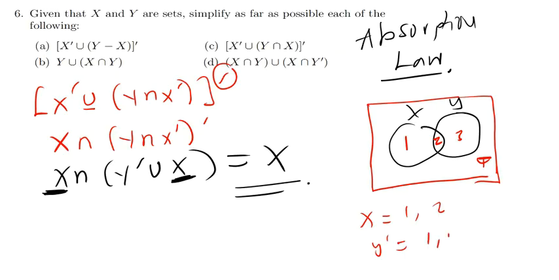1 and 4. Now let us put the numbers here. What is x? X is 1, 2. Intersect it. Then what is y? Y complement union x is 1, 2, and 4, right? Have you seen what I'm doing here, guys? For those who are not understanding absorption law, have you seen what I'm doing?